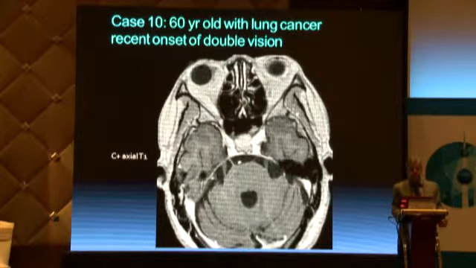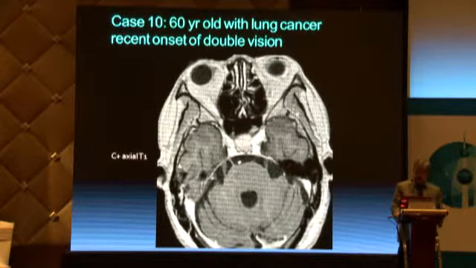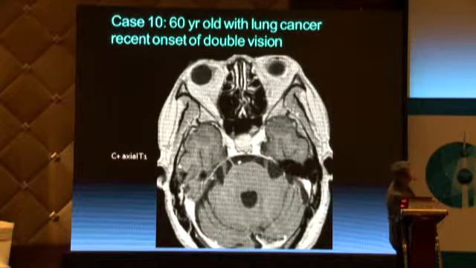Yeah. Okay. So this is a straightforward case, 60-year-old with lung cancer and recent onset of double vision. Just one single image, very straightforward. I thought the last case should not be so long drawn, right? So I'm not going to give you any clues over here. I think you can see it very well.